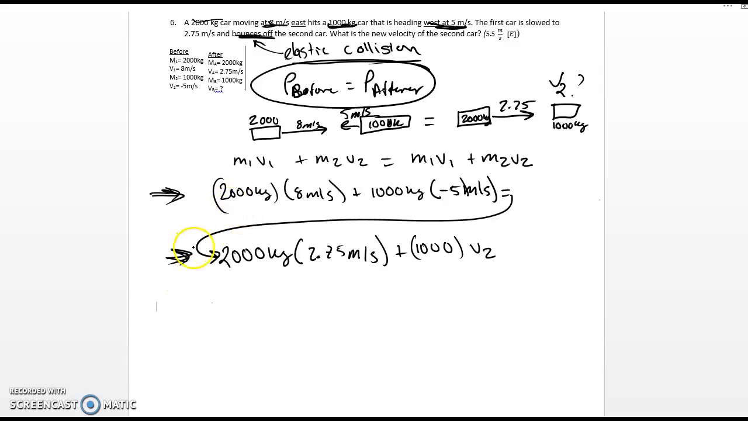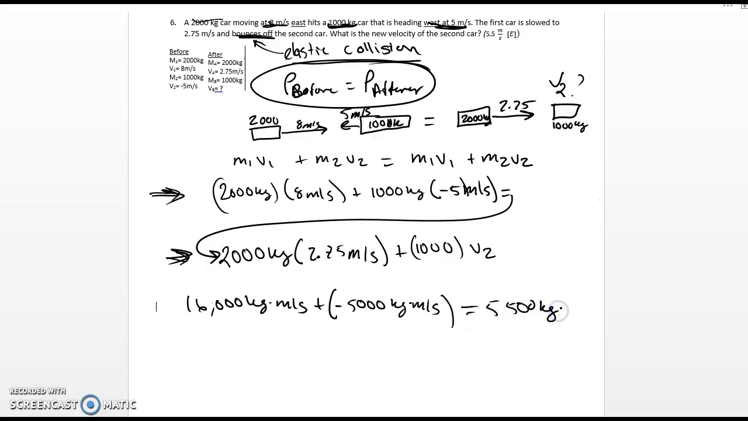We have 2,000 times 8 is 16,000 kilogram meters per second, plus 1,000 kilograms times the negative 5, so negative 5,000 kilogram meters per second, is going to equal 2,000 times 2.75. That gives us 5,500 kilogram meters per second. And then we're adding plus 1,000 kilograms times v2. So we're solving for v2 in this case.